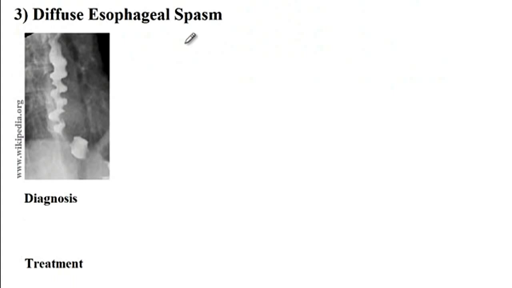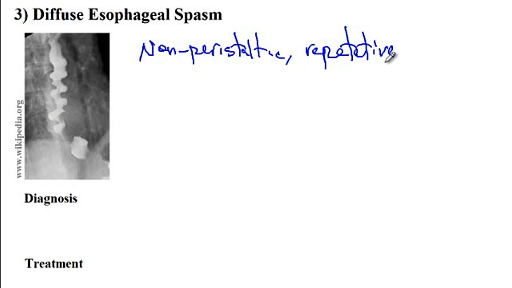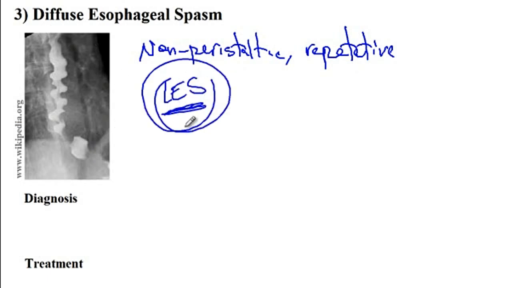The next condition is diffuse esophageal spasm, which is caused by non-peristaltic, spontaneous as well as repetitive contractions of the esophageal body, but there is a normal function of the lower esophageal sphincter. So unlike achalasia, these patients will have normal relaxation of the lower esophageal sphincter. This pattern of spasm will give it a corkscrew appearance on the barium swallow. Here you can see that there is a corkscrew appearance of the esophagus on the barium swallow.